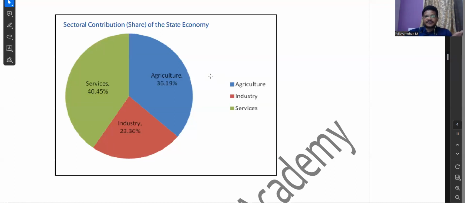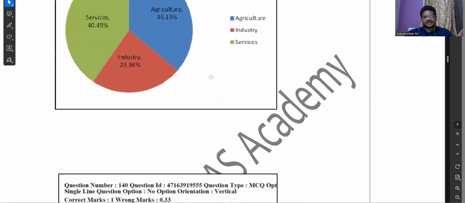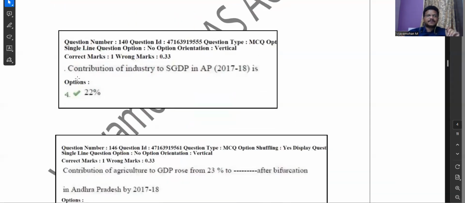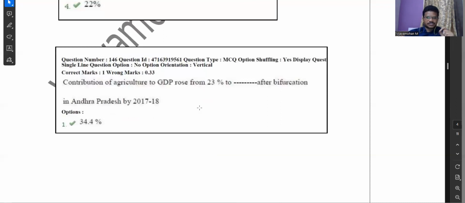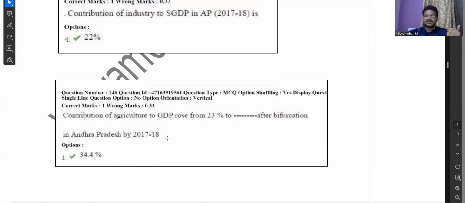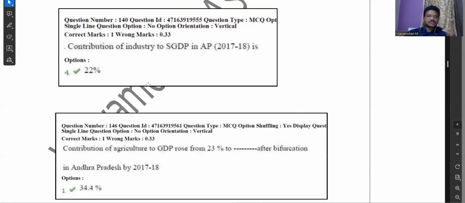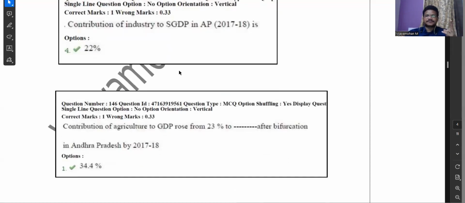Now I just want to show you what are the areas that you need to stress on. I am giving you a brief, not a detailed explanation, right? Now just see the previous year question. Contribution of industry to state gross domestic product in AP in 2017-18. What is the contribution? 22%. So this is the direct question they have asked in, I think, the Group 2 2018 previous question paper, right? Now just see: the contribution of agriculture to GDP rose from 23% to dash after bifurcation in Andhra Pradesh by 2017-18, 34.4%. So in the same examination, there were two questions about the sectoral contribution, right?